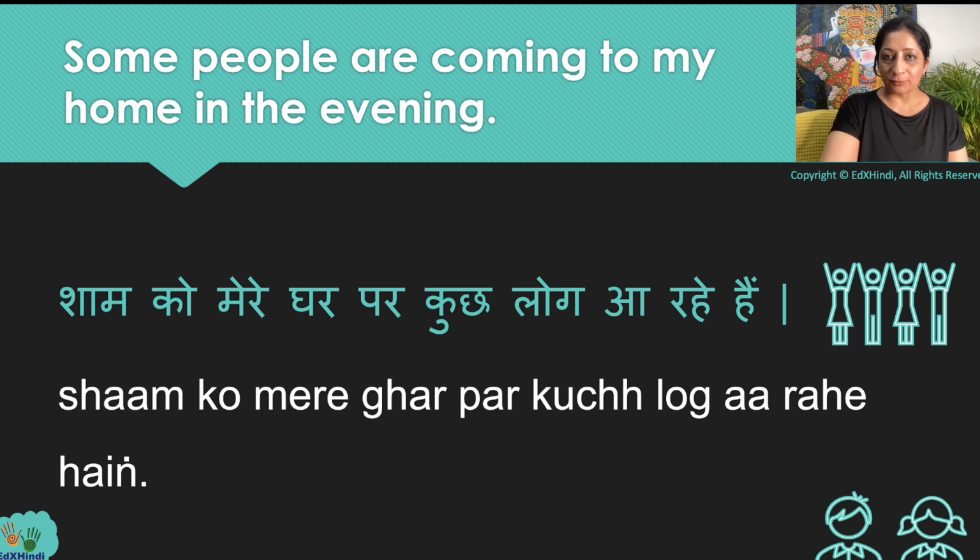Again, you must have noticed in this sentence when you use the preposition in with the time of the day, in this case it is in the evening, the Hindi translation will be sham ko.